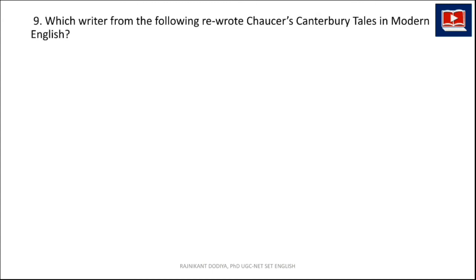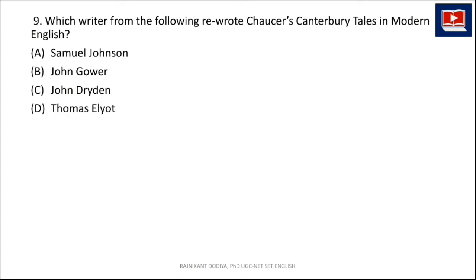The next question is, which writer from the following rewrote Chaucer's Canterbury Tales in modern English? Yes, friends, Canterbury Tales was actually written in Middle English. It was written by Chaucer in Middle English, and after some years, it was rewritten by one of the following authors. So we have to find the right option. First one is Samuel Johnson, then John Gower, then John Dryden, and D, Thomas Eliot. So which one is the right answer?